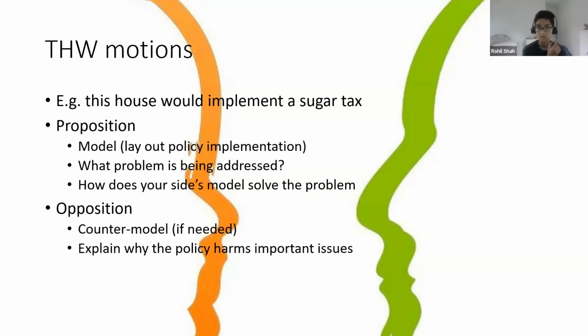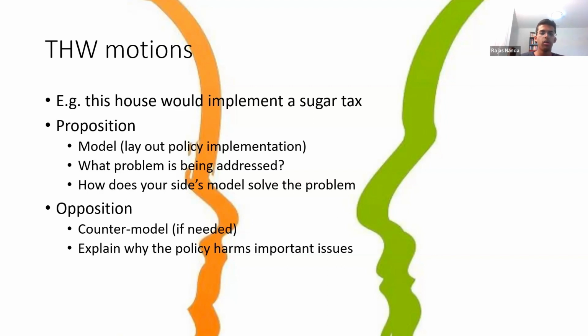It's not too important. Okay, the last thing is about types of motions. So the first type, the most common, is this house would motions. So that looks like this house would implement a sugar tax. In this case, you're adding something, there's a policy you're implementing, and you're adding something new to the world. And there are specifics that need to be ironed out by the proposition side of how exactly this sugar tax is implemented.